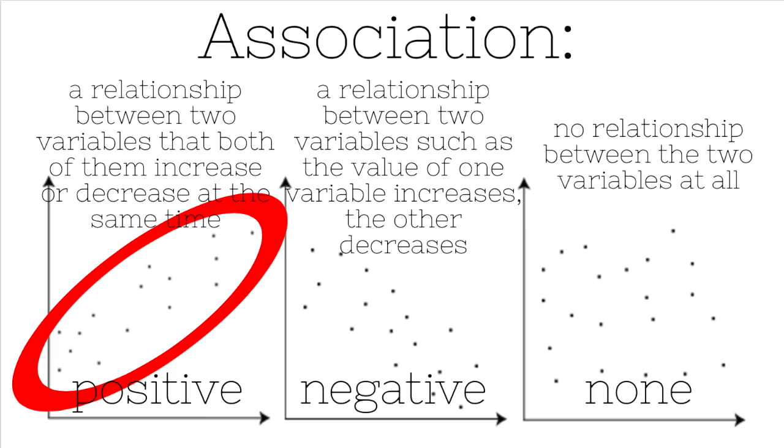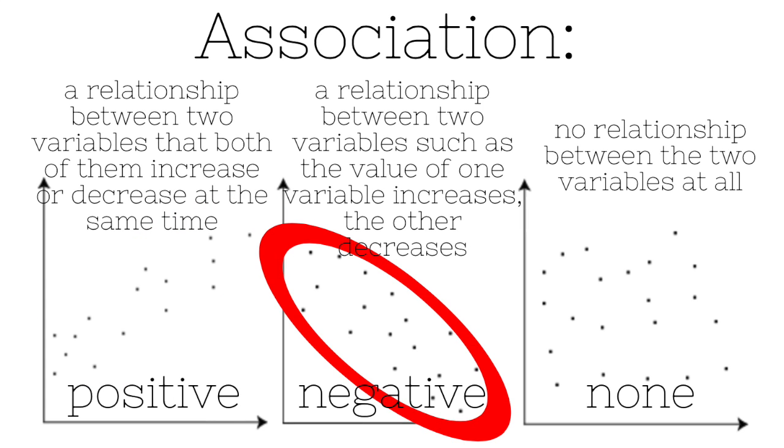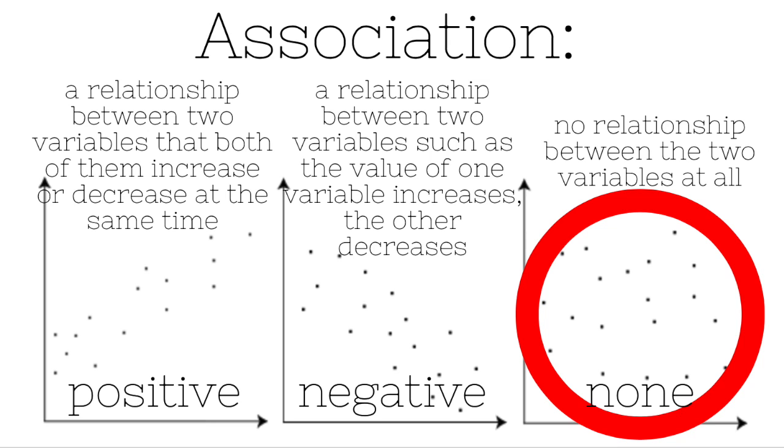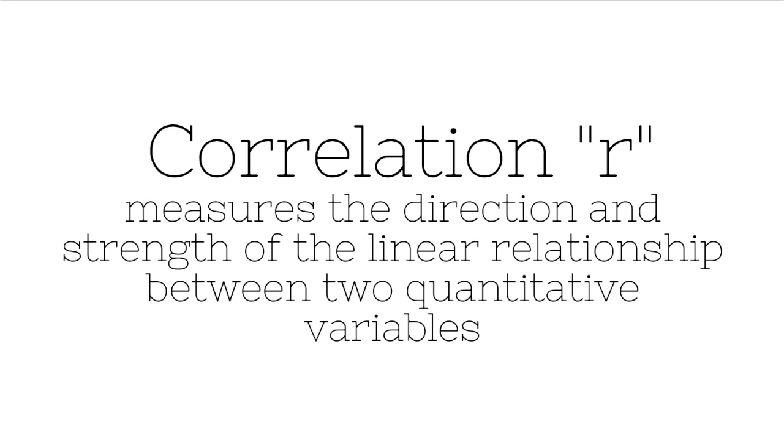Positive association describes a relationship in which both of the variables increase or decrease at the same time. Negative association describes a relationship between two variables in which the value of one variable increases while the value of the other variable decreases. When two variables are said to have no association, there is no relationship between the two variables at all. Correlation measures the direction and strength of the linear relationship between two quantitative variables.